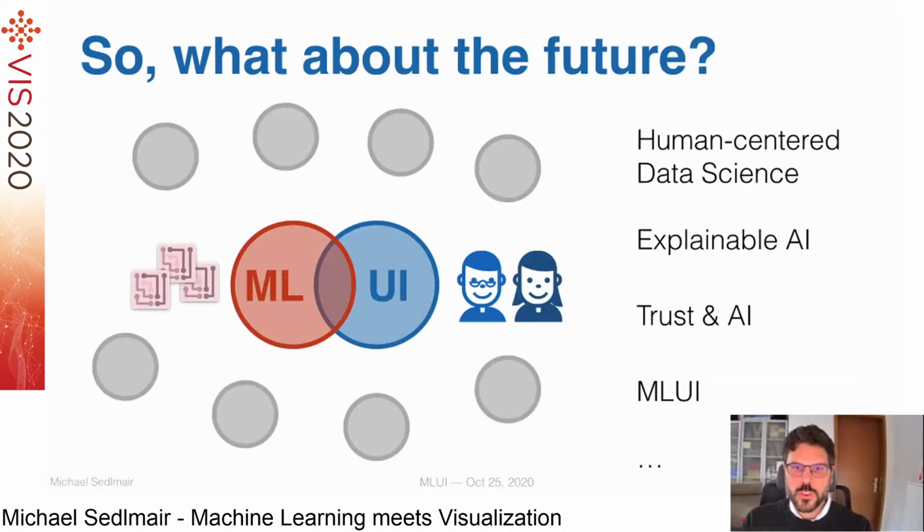So what about the future? I think it's not that bad. I think things are changing. And if I want to be optimistic, I think that's going to be the next big thing. People also think about human-centered data science. Now, when I mentioned that to machine learning people 5 years ago, they stared at me with disbelief. Now, this is a thing, explainable AI, trust in AI. And also this workshop, I think, is at the very heart of this movement.